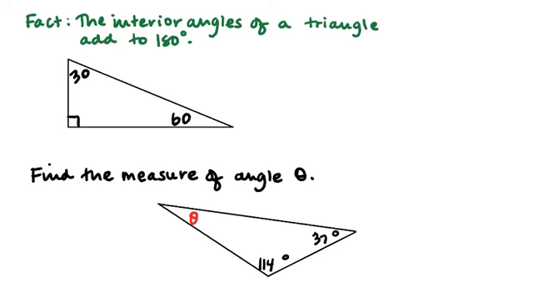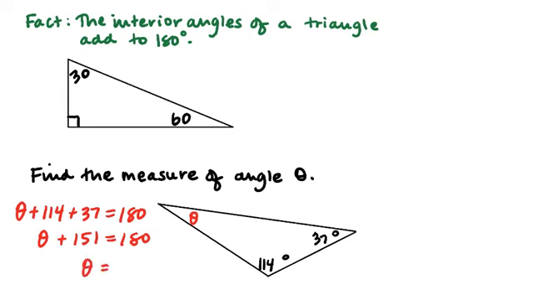So what we would do is we say we know they add up to 180. So we could say theta plus 114 plus 37 is equal to 180. We'd have to combine like terms. You have to add the 114 and the 37. I think that's going to be 151. And then I would subtract the 151 from the 180 and conclude that theta was like 29 degrees or something.